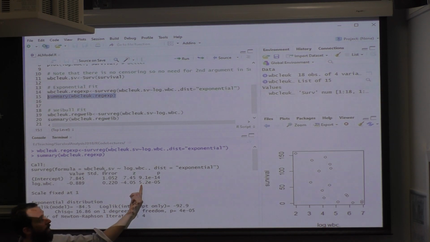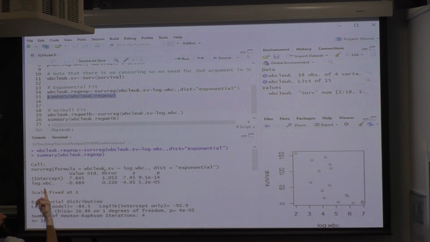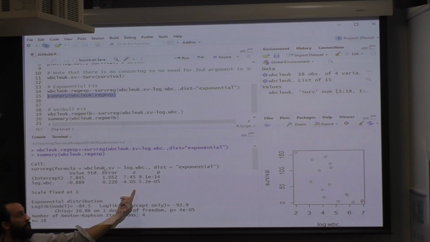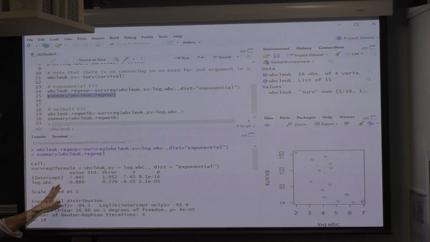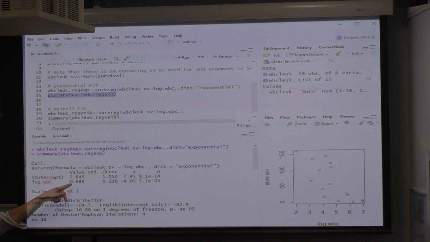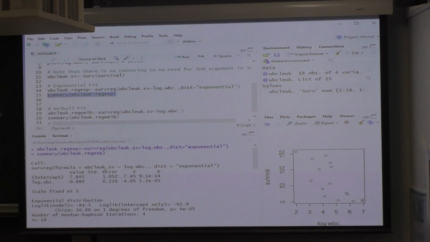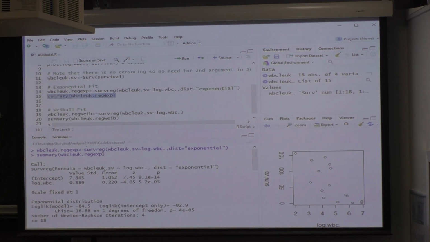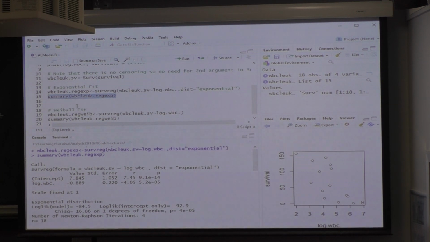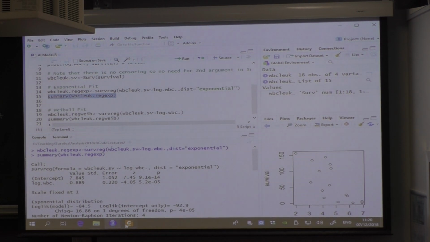We can look at the p-value to see whether this log white blood cell count looks significant. Yes, it does. That's very small. And we can now try and use these values to say, well, what does that actually mean for how long somebody might survive for a particular white blood cell count? Let's do that. Let's go back to the slides.